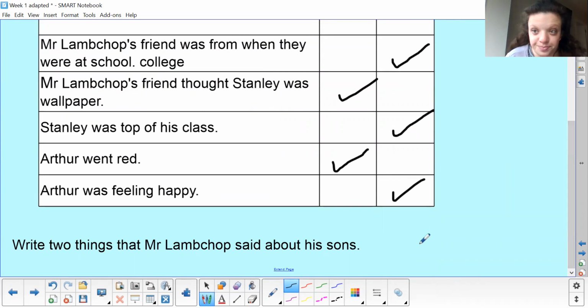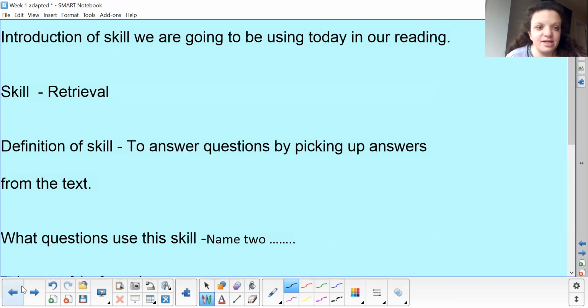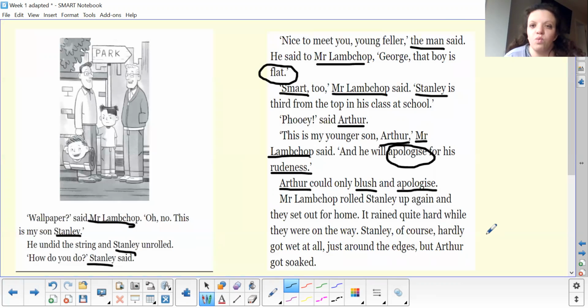Right, last one then. Write down 2 things that Mr. Lambchop said about his sons. So what did Mr. Lambchop say about his sons? What did he say about them? Okay, write down 2 things. I'm going to go back onto the text and have a little look. What did he say about Stanley and what did he say about Arthur? Pause the screen and write it down.